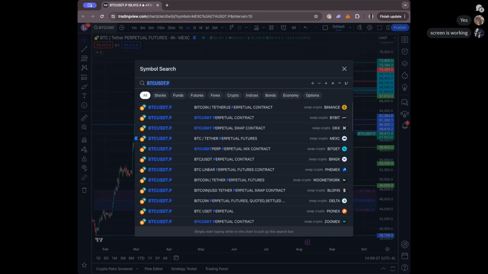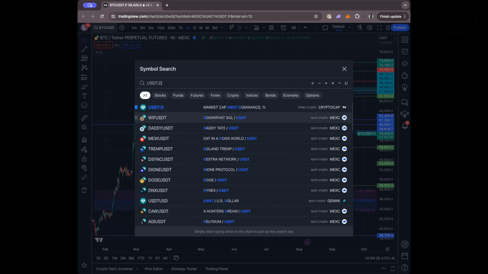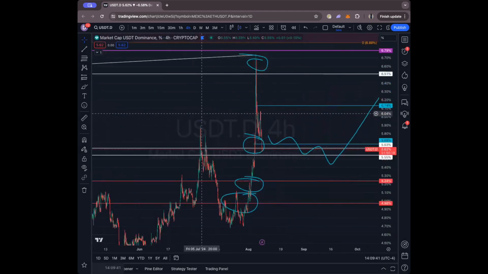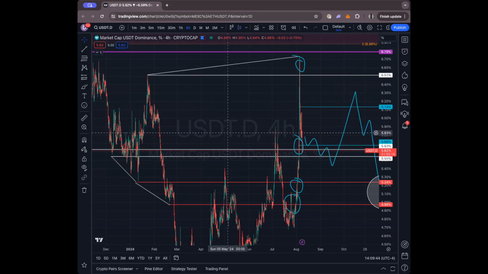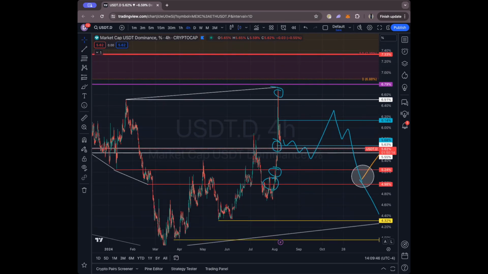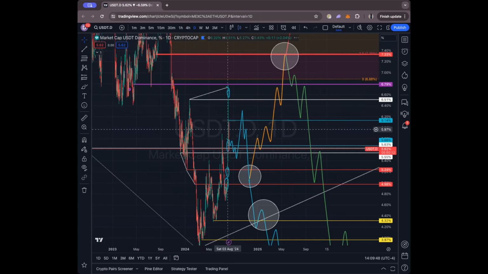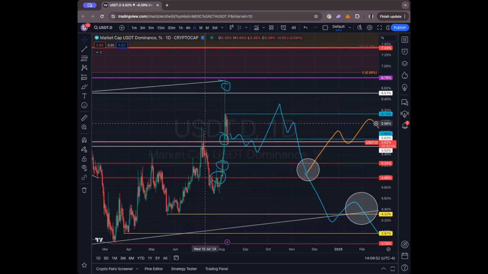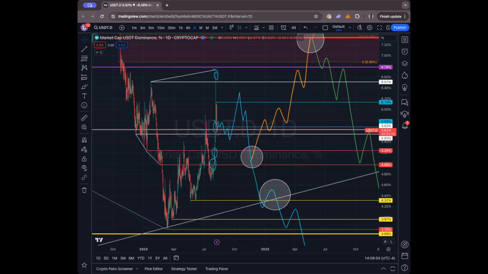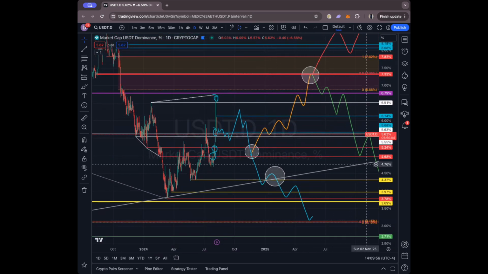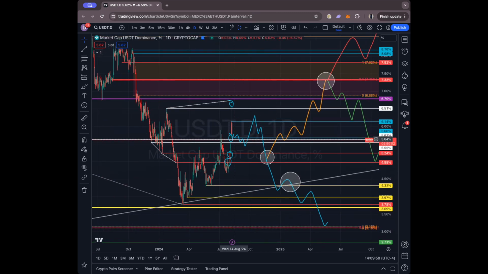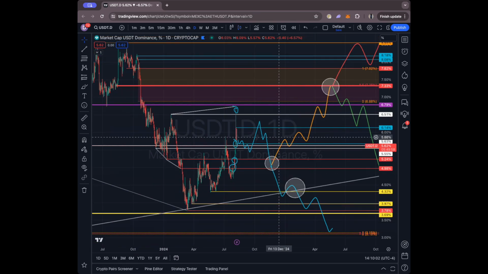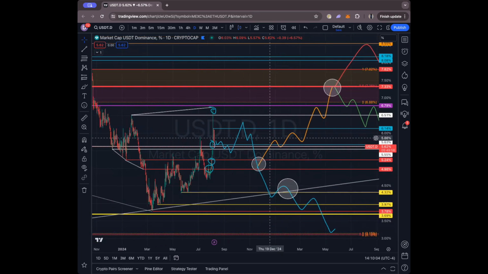I will actually start with USDT.D, the US dominance chart. As you can see, I have this quite thoroughly marked out already. What I'm watching is effectively two things, and I typically ignore the time frames in my lines. Those are more for dramatic effect. I typically draw these lines with regards to what levels I expect to hit in what order.